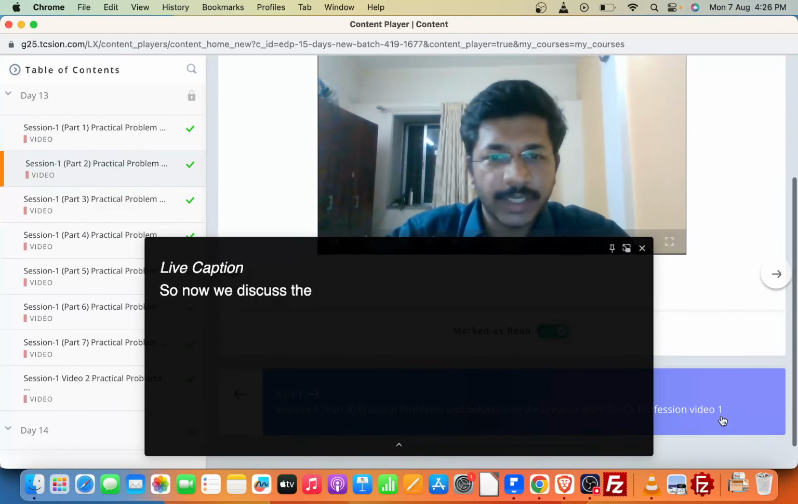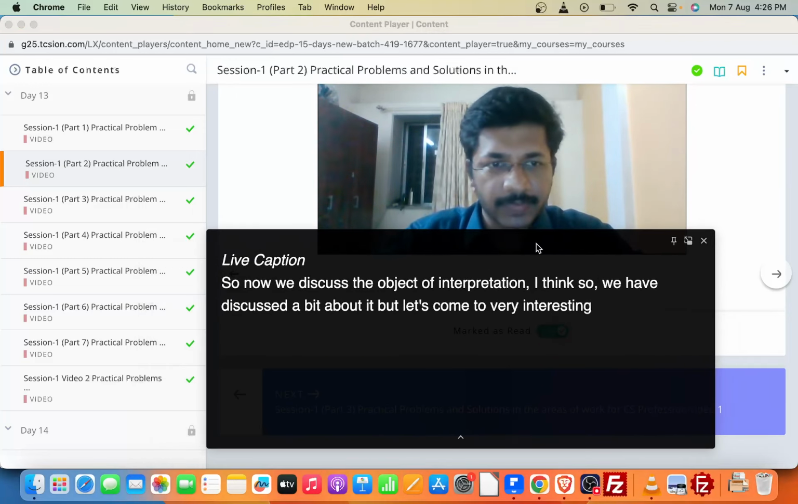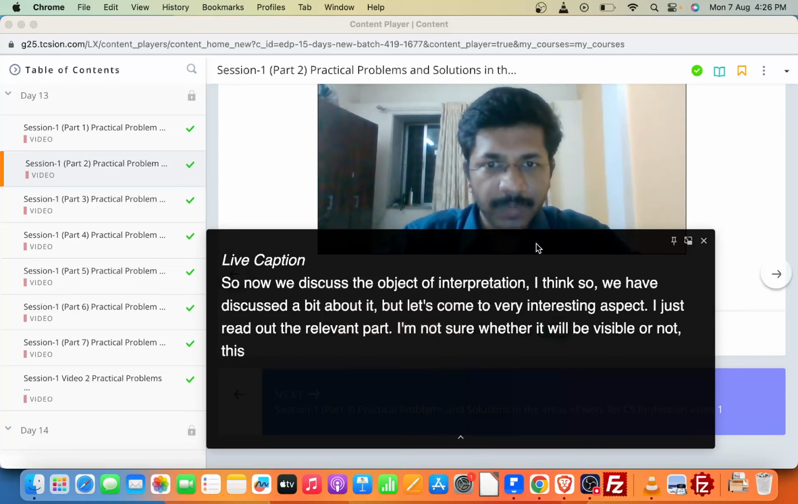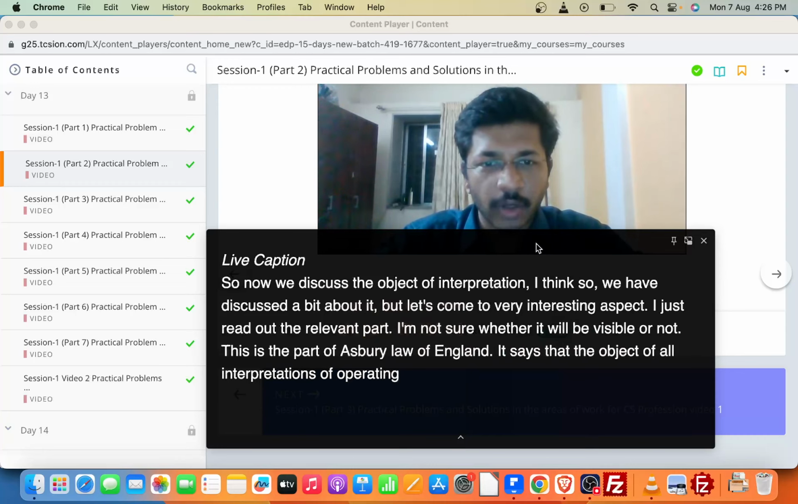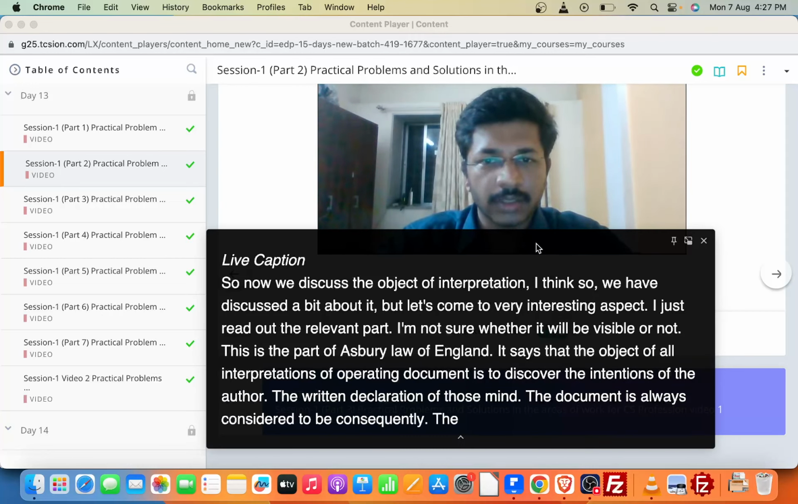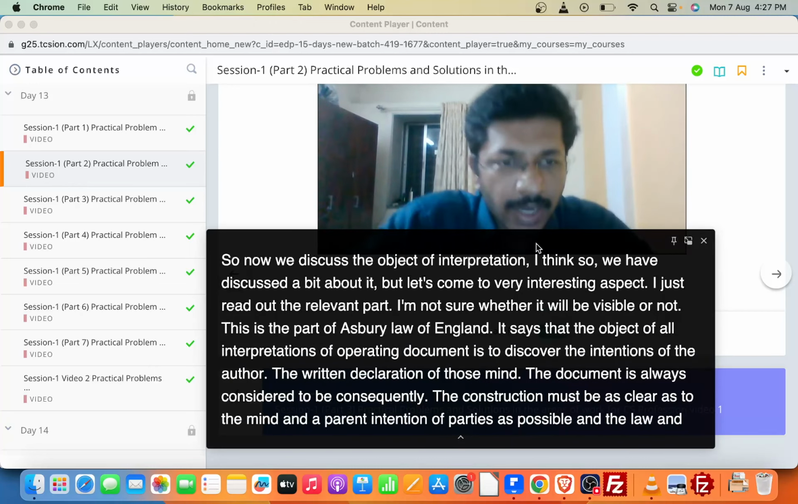So now we discuss the object of interpretation. I think we have discussed a bit about it, but let's come to a very interesting aspect. I'll just read out the relevant part. I'm not sure whether it will be visible or not. This is a part of Halsbury's Laws of England. It says that the object of all interpretation of a written document is to discover the intention of the author, the written declaration of whose mind the document is always considered to be. Consequently, the construction must be as clear as possible to the mind and apparent intention of the parties, and as the law permits.